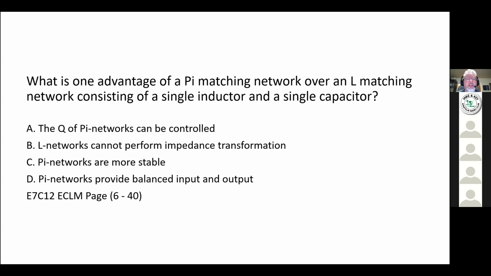What is one advantage of a pi matching network over an L matching network consisting of a single inductor and a single capacitor? A, the Q of pi networks can be controlled. B, L networks cannot perform impedance transformation. C, pi networks are more stable. D, pi networks provide balanced input and output. Alpha. Correct answer is Alpha. The Q of the pi networks can be controlled.